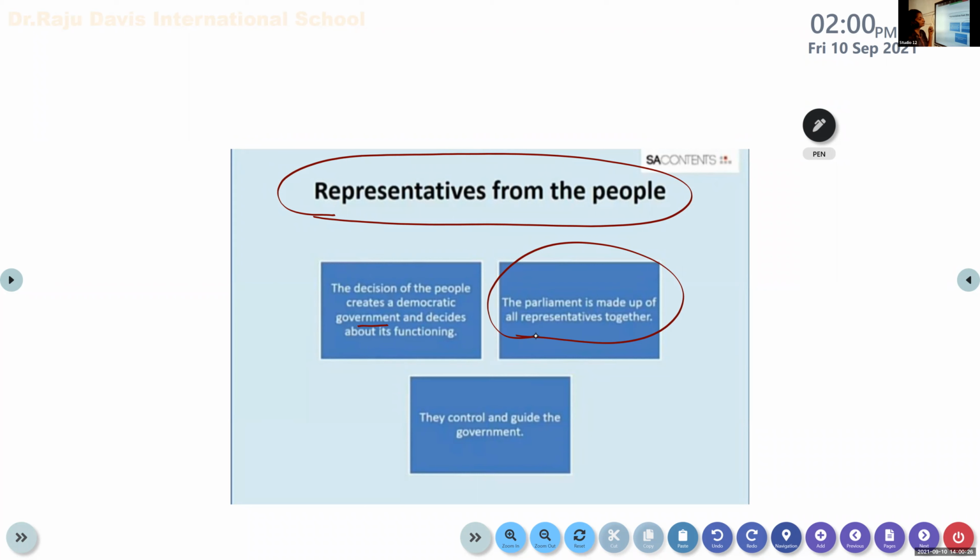Gopika, Aram. What are constituencies? Have you heard this term before? Gokul. What are constituencies? Tell me the answer. Anyone, please?